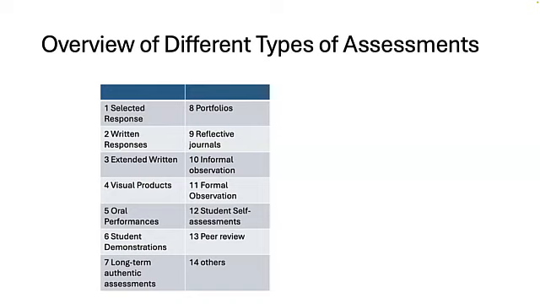Long-term authentic assessments, this is what you unit plan around, a project that spans a couple of weeks. Portfolios, reflective journals, informal observation, formal observation. Student self-assessment, which is super important for those of you taking the CalTPA 2. They're really looking for students to be empowered with that level of agency so that they can self-assess, peer review, and others.